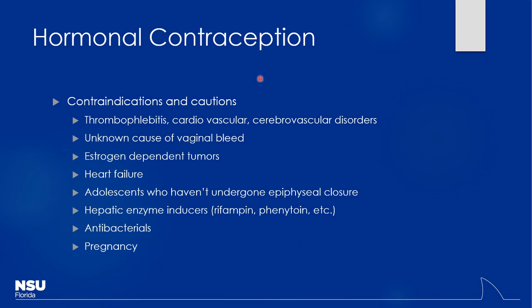So it's good to know what your contraindications are for hormonal therapy for these patients. Again, if they have any really increased risk for things like cardiovascular disease, cerebrovascular disorders, anything like that, you want to consider not using an estrogen-based product especially. If they have any cause for vaginal bleeding that's unknown, you've got to rule out the scary stuff like cancer to make sure you're not going to be exacerbating that by giving them extra hormones, right?